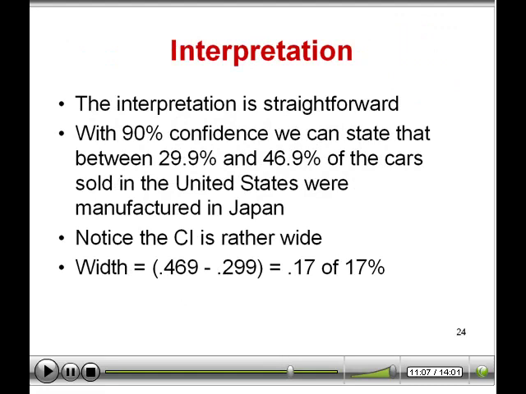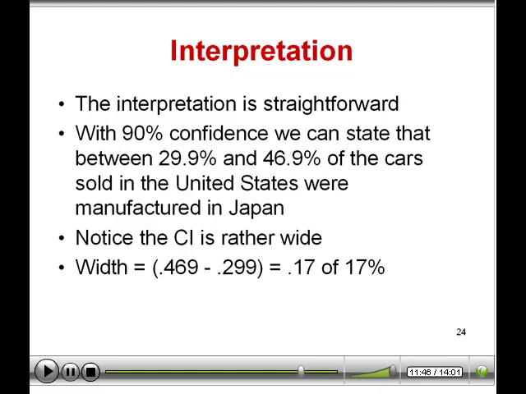The interpretation is not difficult. I caution you to be precise and to mention the confidence level, namely 90%, the studied variable, which in this case is the percent of cars made in Japan but sold in the United States, and to convert the decimals to percents. So we are 90% confident that between 29.9% and 46.9% of the cars sold in the United States are made in Japan.